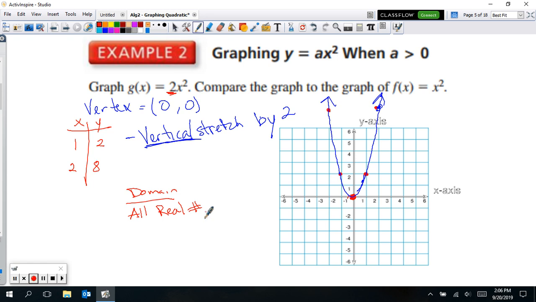But then you've got the range, and the range is just where is the graph on the y-axis. Well, it's not everywhere. It's not down here, as you can see. It's only up here. It's only above 0, above that origin. So we're going to start by using the y letter. It's always going to have a y letter, and we can use an inequality to describe this.